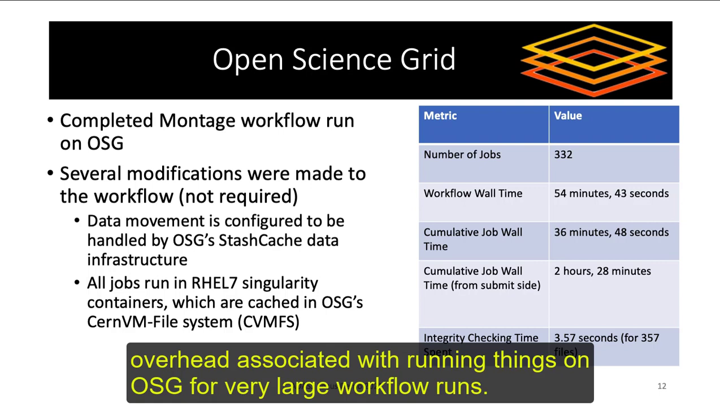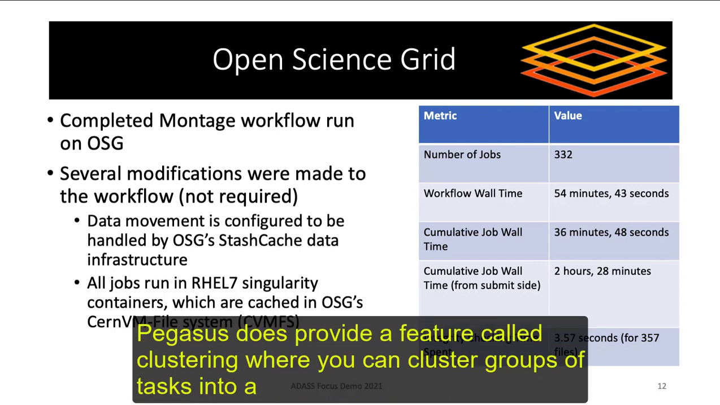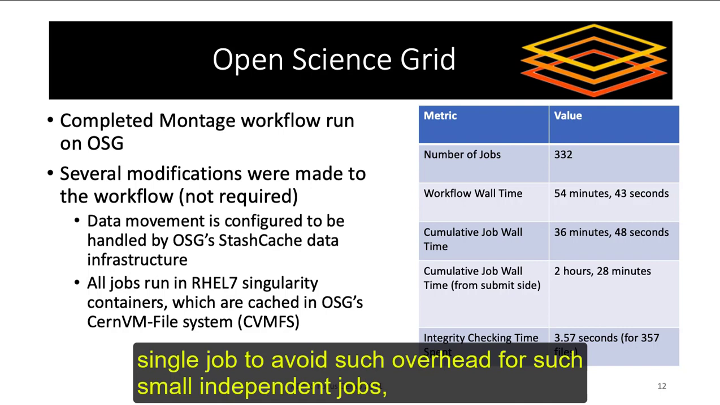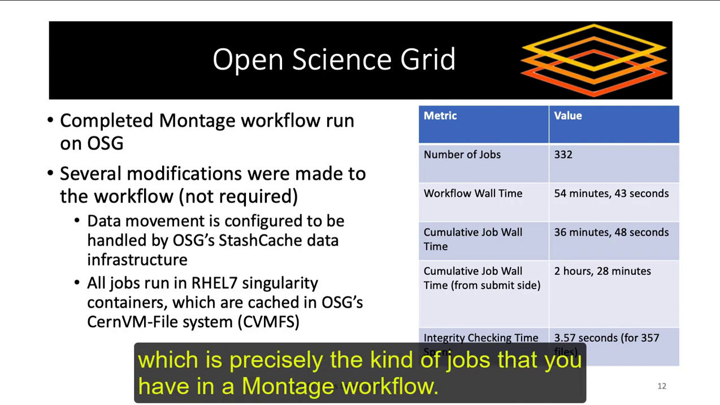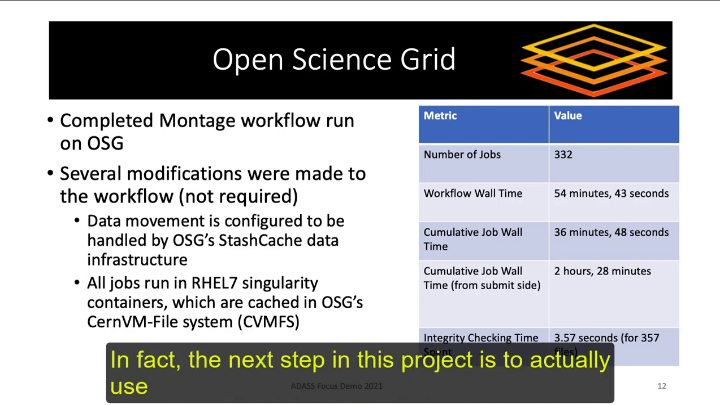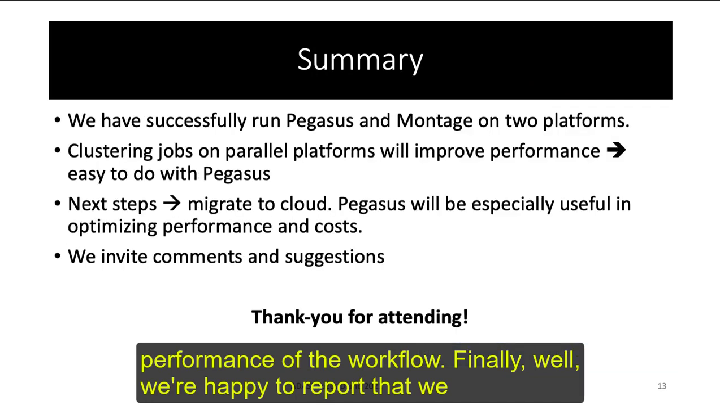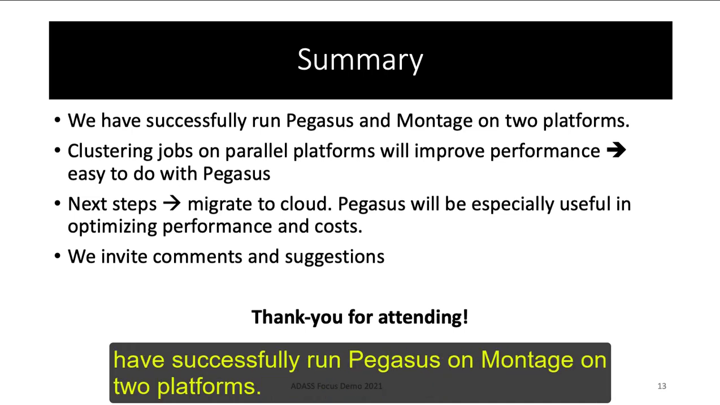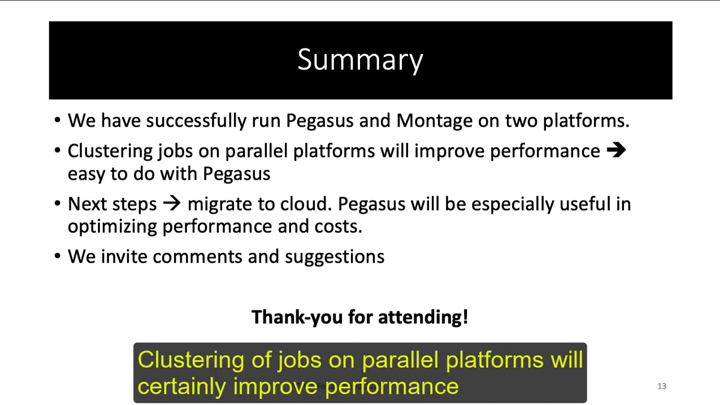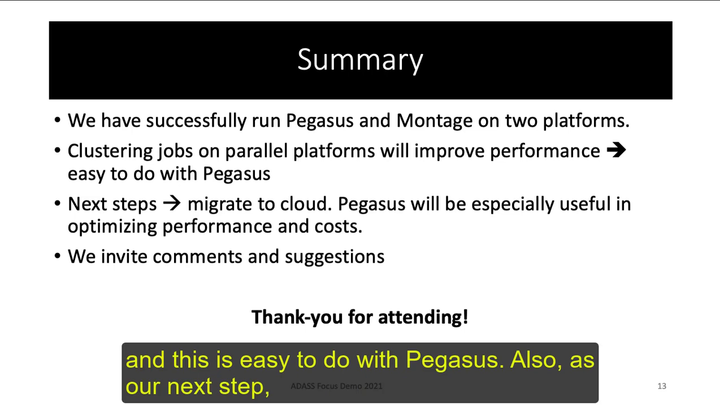For very large workflow runs, Pegasus does provide a feature called clustering, where you can cluster groups of tasks into a single job to avoid such overhead for such small independent jobs, which are precisely the kind of jobs that you have in a Montage workflow. In fact, the next step in this project is to actually use clustering to improve the performance of the workflow. Finally, we're happy to report that we have successfully run Montage on Pegasus on 2 platforms. Clustering of jobs on parallel platforms will certainly improve performance, and this is easy to do with Pegasus.